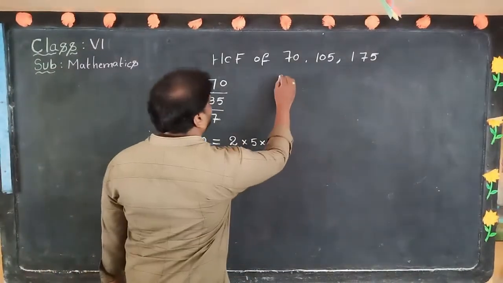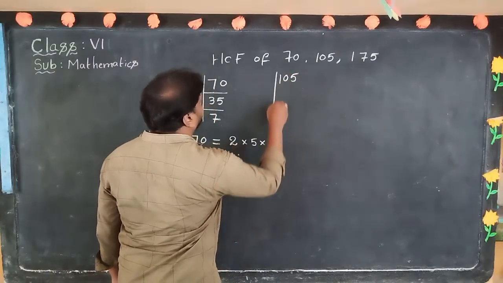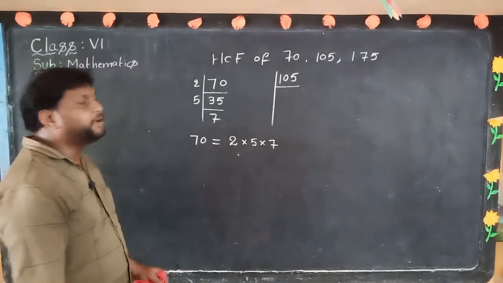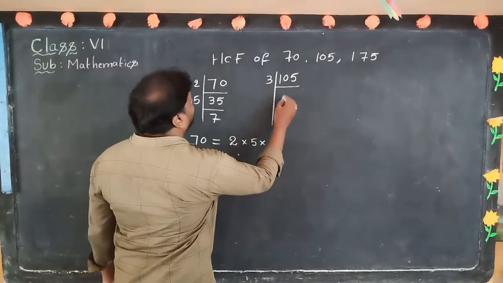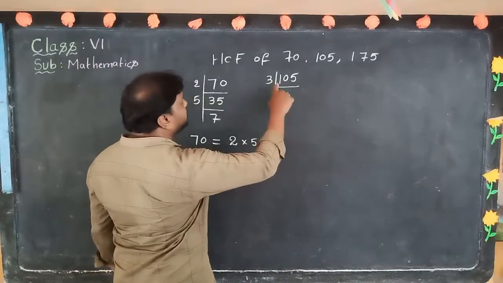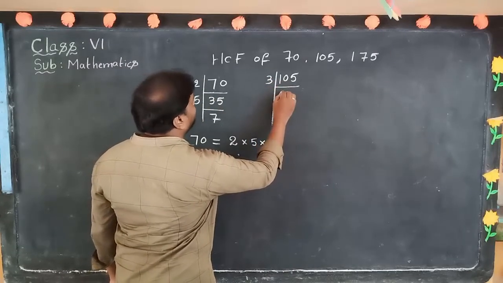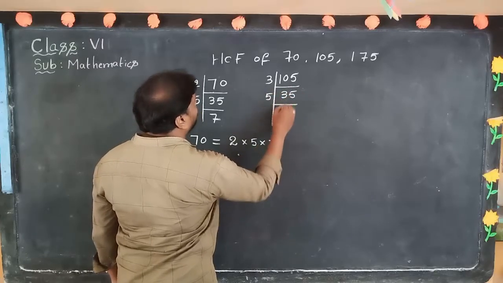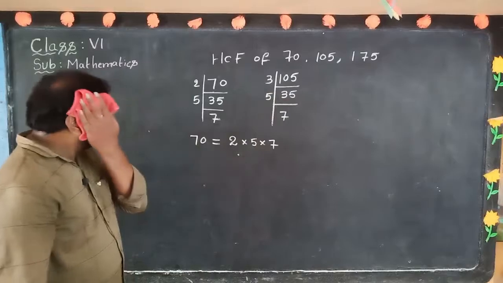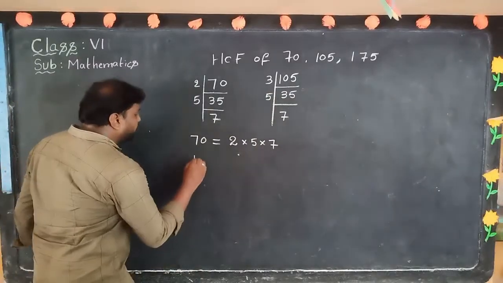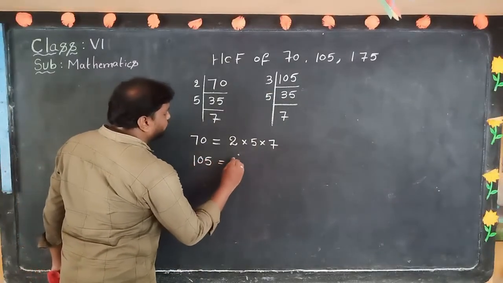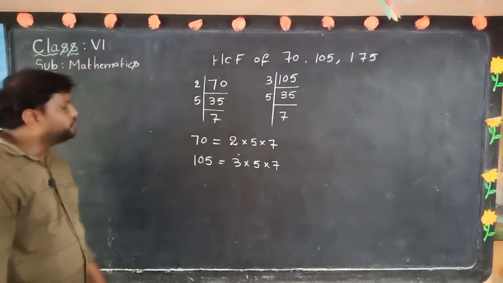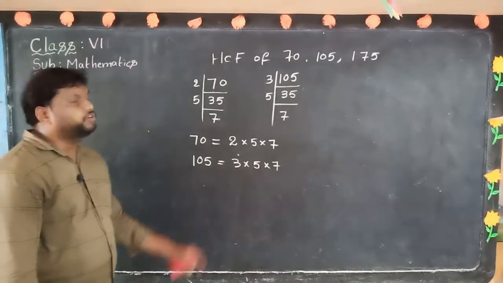Next, 105. With 2 it is not possible, because 105 is an odd number. That's why we'll take 3. 3 is possible: 1 plus 0 plus 5 is 6, which is divisible by 3. 3 times 35 is 105. Next, 35 is not possible with 3, so 5 times 7. 105 is equal to 3 into 5 into 7.